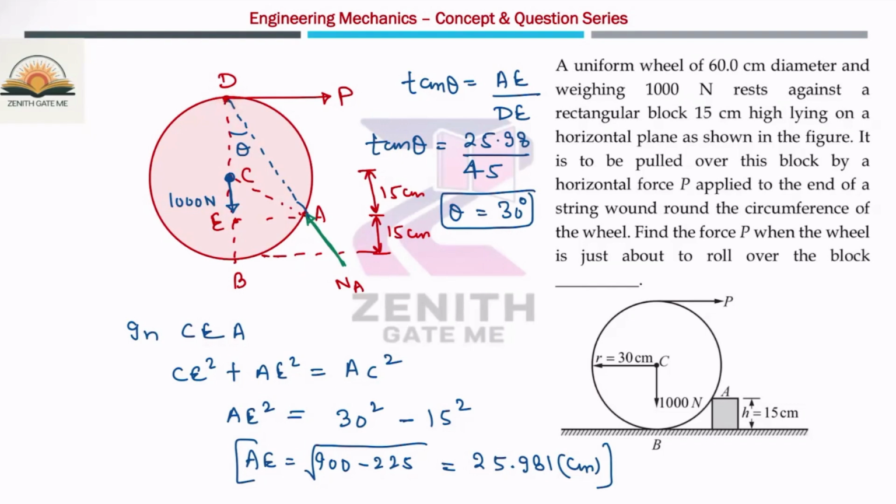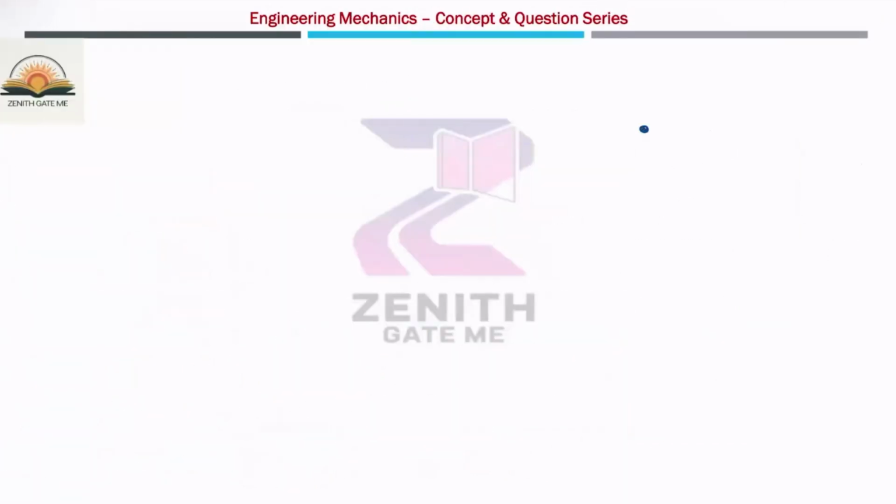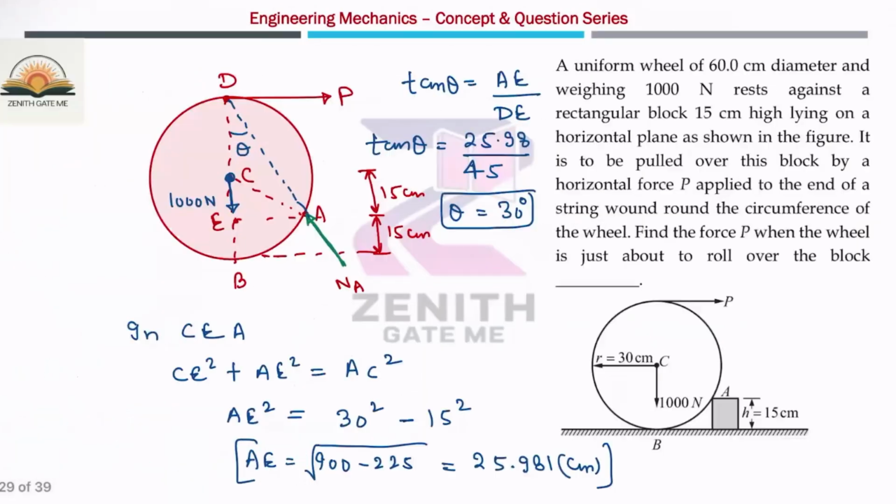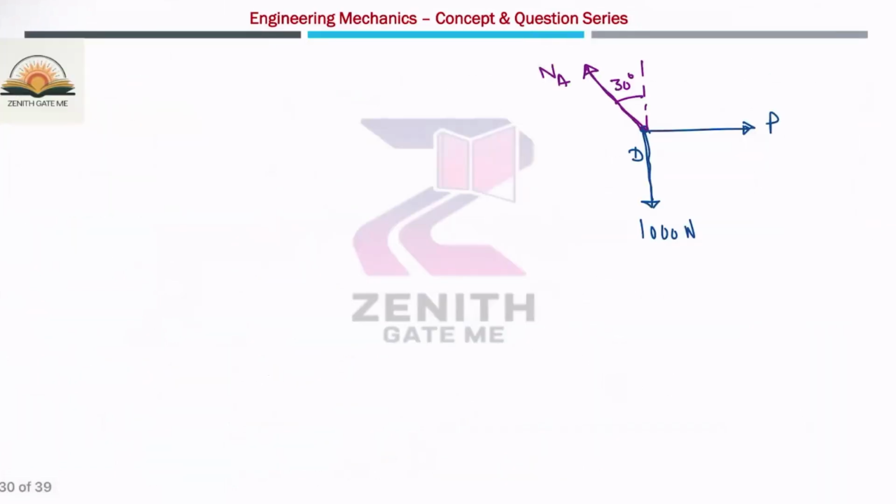So let me first draw what forces are acting at D. Here will be one P force, this is the force of 1000 Newton, and one normal reaction which is passing through this point, nothing but NA. What is this angle? This angle is 30 degree. You can see here, this is passing through the D point, so the normal reaction is making an angle of 30 degree with the vertical. Now you can use Lami's theorem.